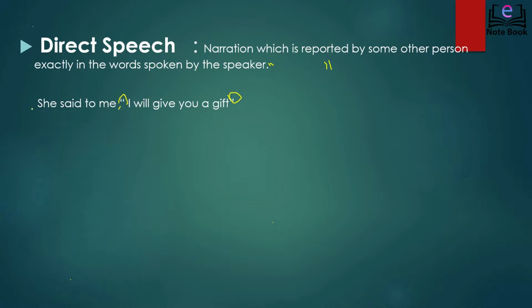Now, direct speech has two parts. The part that is before the comma is known as the reporting verb, while what is put inside the inverted commas is called reported speech. To make this sentence into an indirect sentence, we make a few changes.